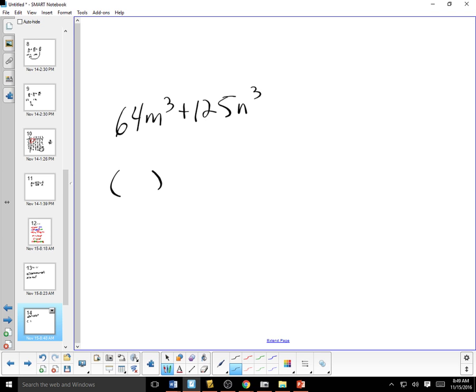Everyone agree you gotta make it into 2 cubes first, right? Yeah. Everyone's good with that? What goes in here? 4m. What goes over here? 5n. Okay, now let me ask you this question. Which of the 2 formulas do I need to use?